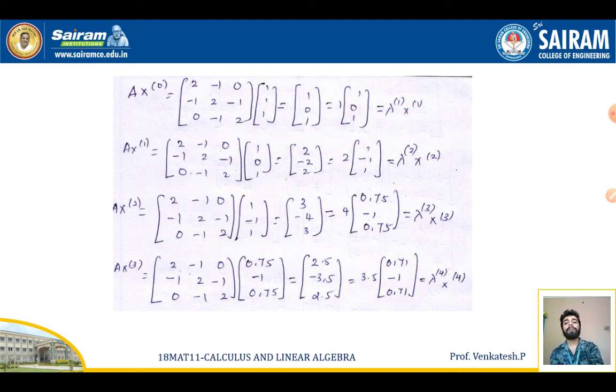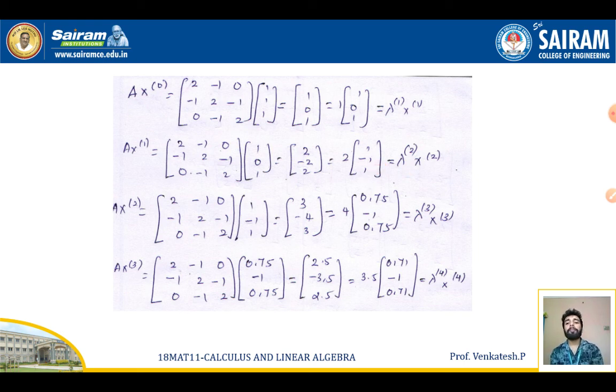Iteration number 2, by multiplying the matrix A with the x1 matrix. After multiplying the A matrix with the x1 matrix, that is 1 0 1, I'll be getting 2 -2 2. Taking the numerically largest value as a common factor, that is 2, I'm taking outside, I'll be getting 1 -1 1. Therefore lambda 2 into x2, I got it. So lambda 2 is 2 and x2 is 1 -1 1.